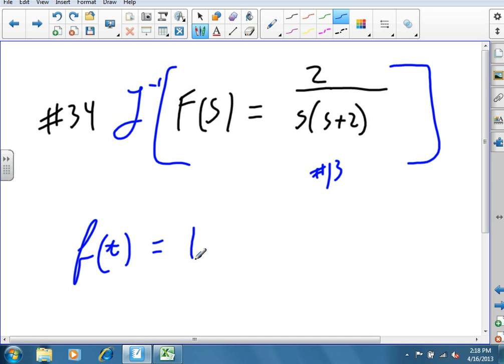13 there, right? So then a has to be minus 2. So minus e to the minus 2t. And that's all there is to that guy.